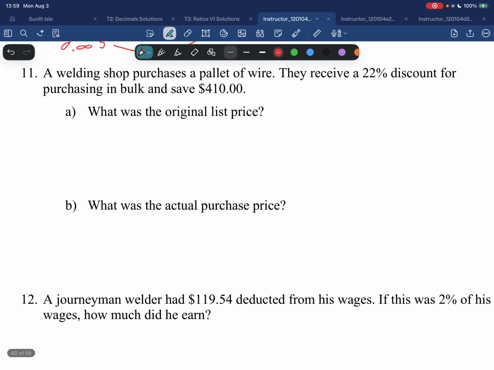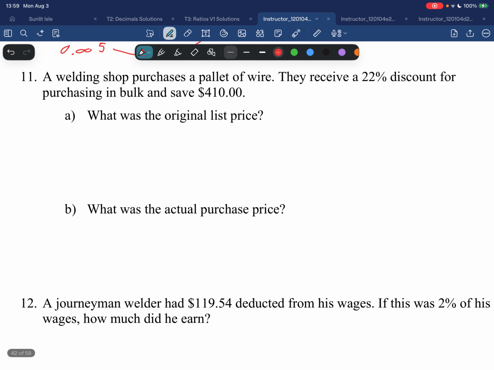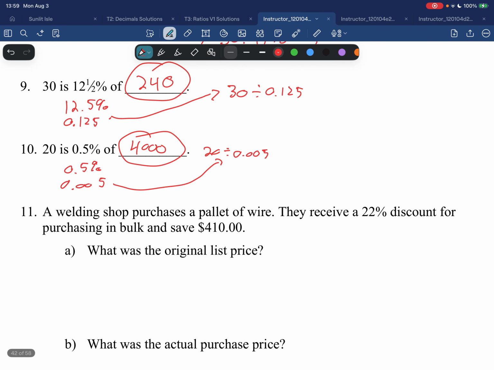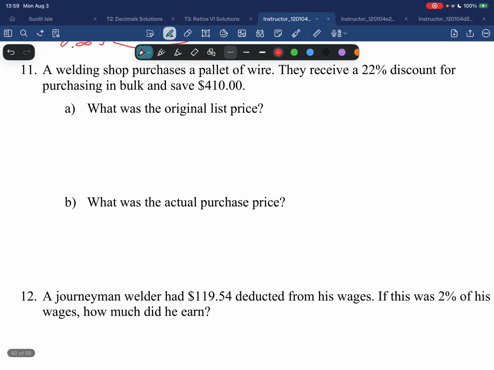Number 11, part A, part B. Okay. A welding shop purchases a pallet of wire. They receive a 22% discount for purchasing in bulk and save $410. What was the original list price? So this is going to be the same method as questions 9 and 10 for part A at least. So I'm going to go ahead and take 410 and I'm going to divide it by 0.22. The 0.22 comes from 22% divided by 100%, you get 0.22.